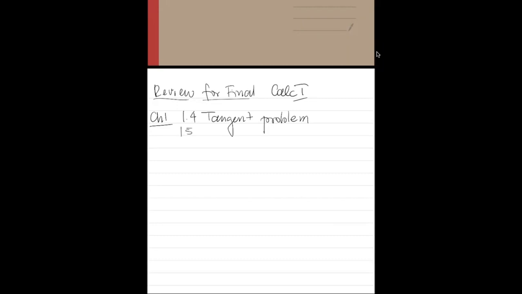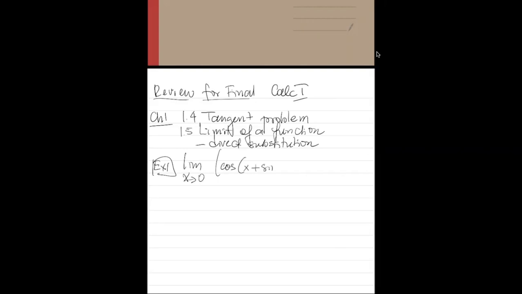1.5, limits of a function. So we had several techniques here. We had direct substitution. For example, limit x goes to 0, cosine of x plus sine x.